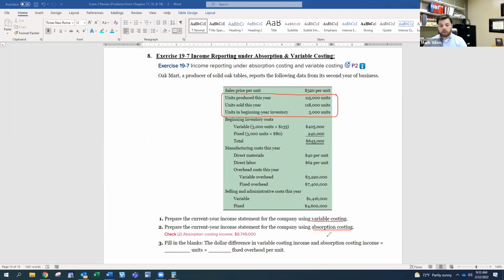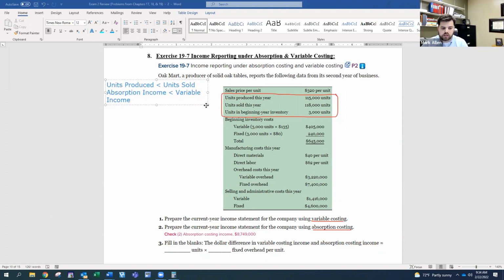It doesn't have to be that I always prepare one first, then the other. I can prepare them in any order, but do be aware. Now, in this case, I see that units produced are less than units sold. So that has a relationship with net income. What that relationship tells me is that my absorption income should be less than my variable income. My absorption income will be less than my variable income.